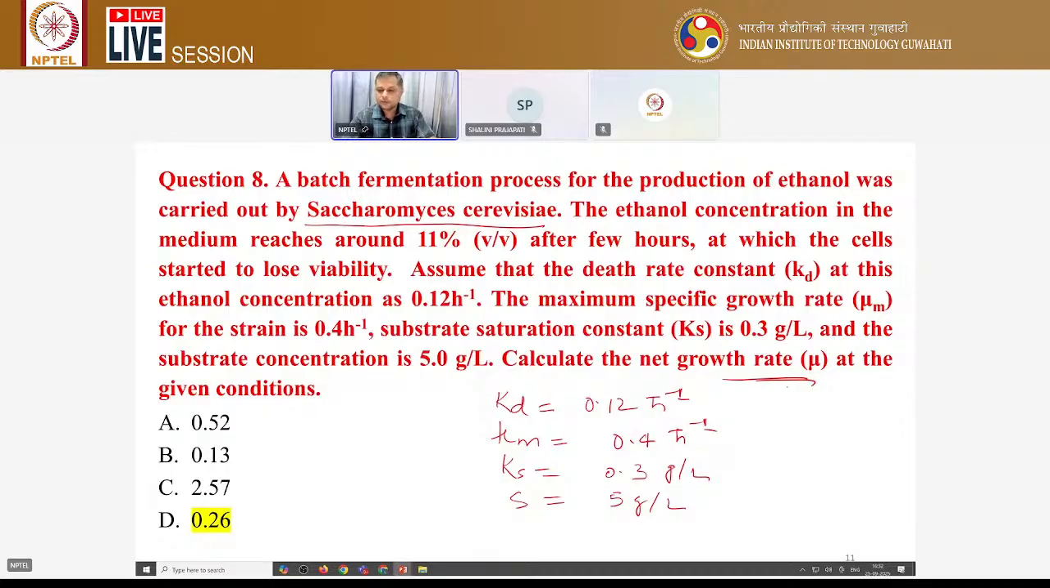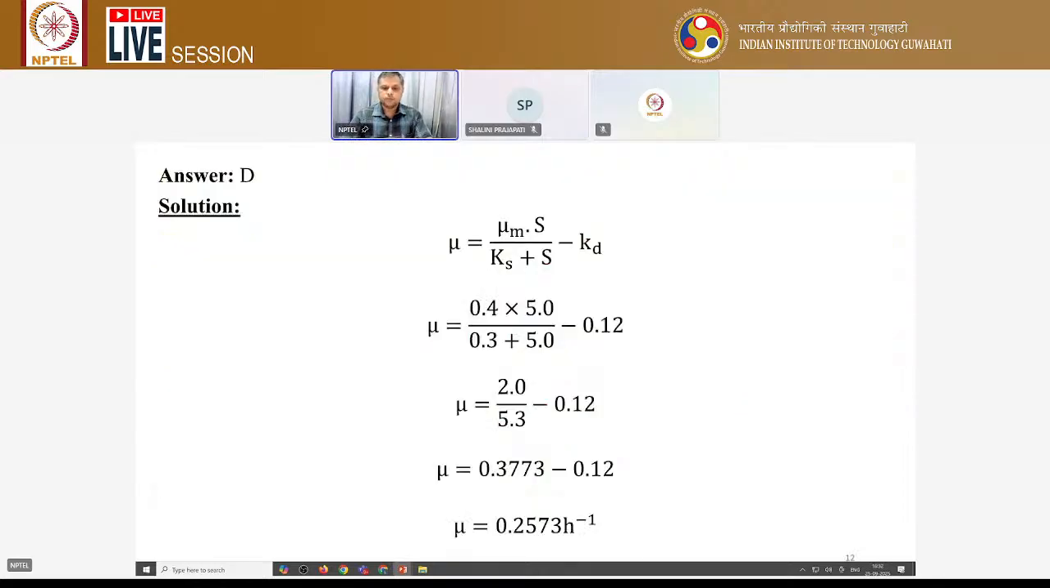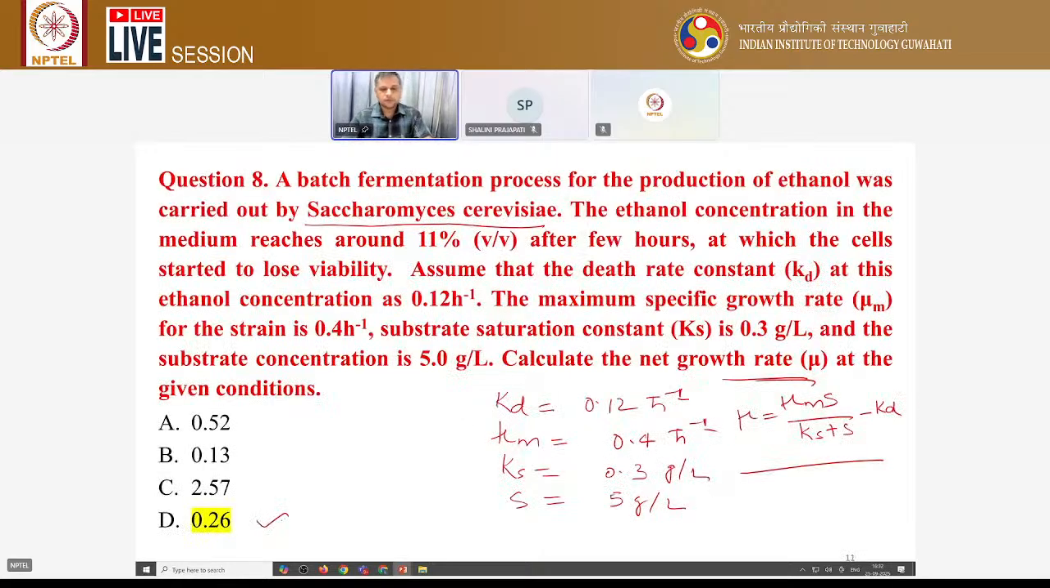So typically, mu is defined as mu max S upon Ks plus S. Now here, what you have to do is subtract the Kd value. All the parameters are given here, so you can put these parameters over here. So you get the answer 0.25 per hour. 0.26 per hour is the correct answer.